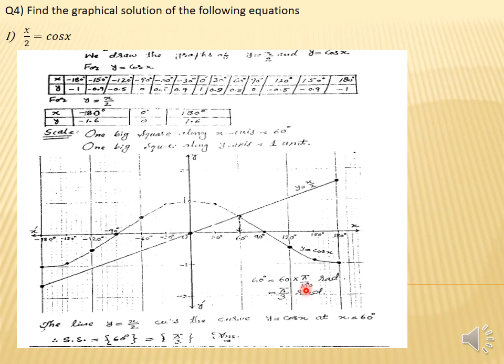And student, 60 degrees equals 60 into pi by 180, or you can say 60 degrees equals pi by 3. So the line y equals x upon 2 and the curve y equals cos x intersect at x equals 60 degrees, so the solution set is pi by 3. The graphs intersect only at 60 degrees. So that's why the solution set is 60 degrees.